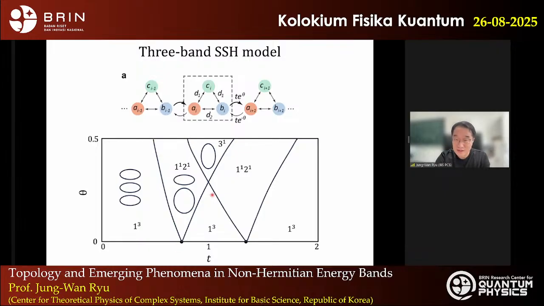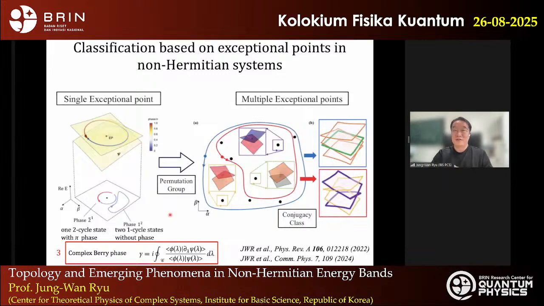Here, this line makes the transition. In the Hermitian case, any kind of transition occurs at a Dirac point or Hermitian transition points. But in the non-Hermitian case, every transition occurs at the exceptional point. So I have told you about two topological invariants, and finally I will tell you about the third topological invariant. It's the same as in the Hermitian case.